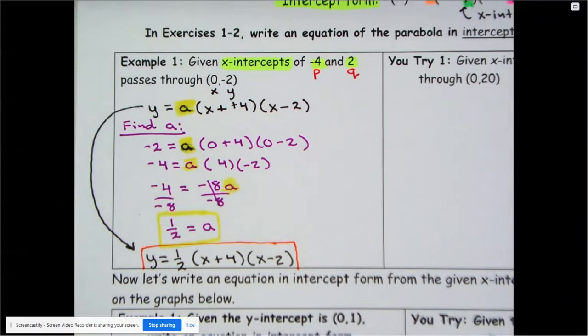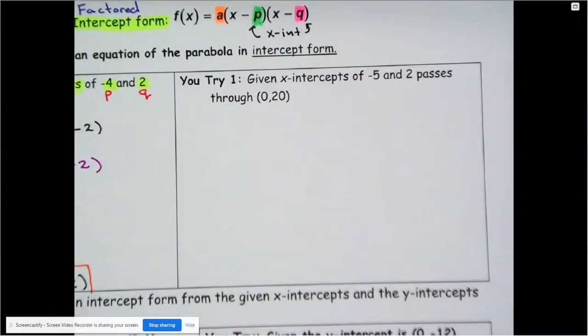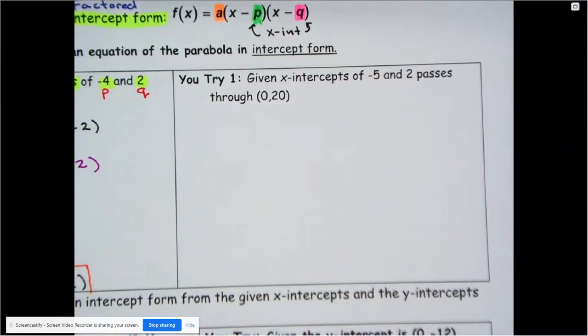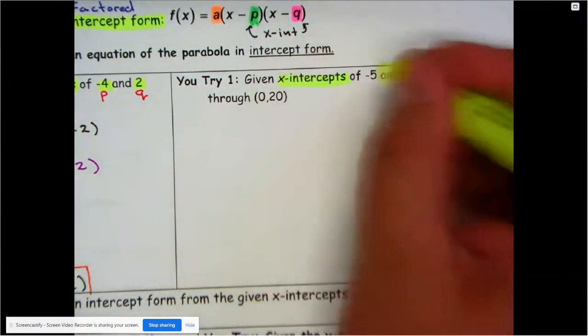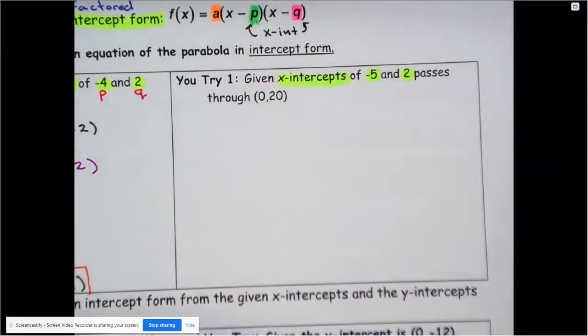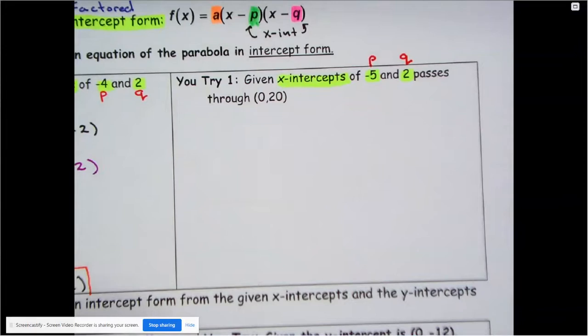So let's try one more time. You should be trying this one, but we'll do it together. Just see how you do with it. So it says, given the x-intercepts. All right, so we have some x-intercepts again. My x-intercepts are -5 and +2. There's the p, there's the q. So now we're ready to get started here.